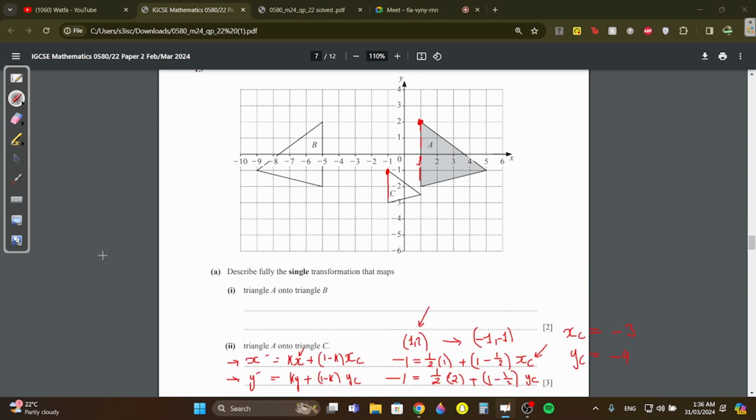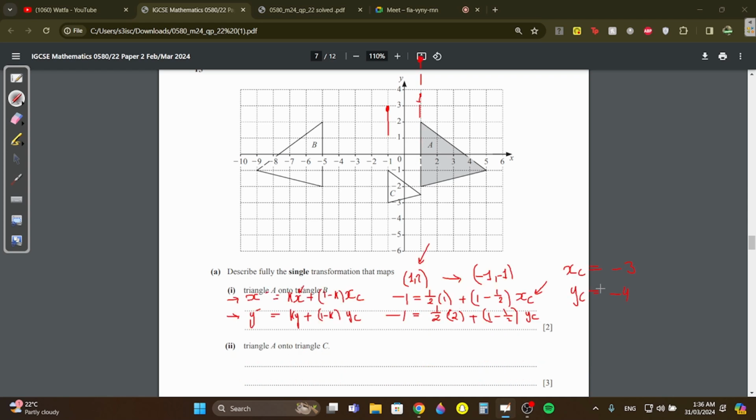I know it's a lot, but to sum it all up, the enlargement from triangle A to C is an enlargement with scale factor 1 over 2 around negative 3, negative 4.